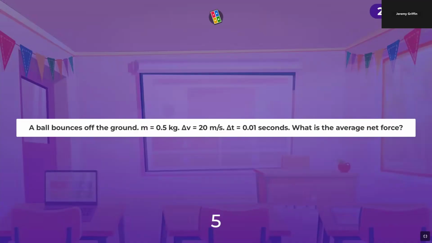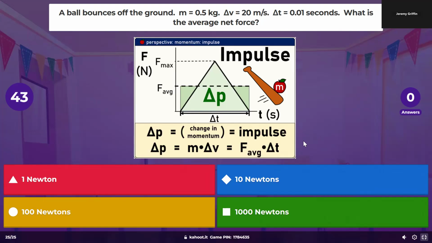Ball bounces off the ground. There's the mass of the ball, there's the change of velocity of the ball, there's the time interval. What's the average net force? Here, just plug it in. I'll do it with you guys. Let's do 0.5 right here, 0.5 kilograms. Now, the overall change of velocity. There could be more involved in that, but let's just say times 20 for the delta V. So that's taken care of already. Can you guys divide over the delta T?